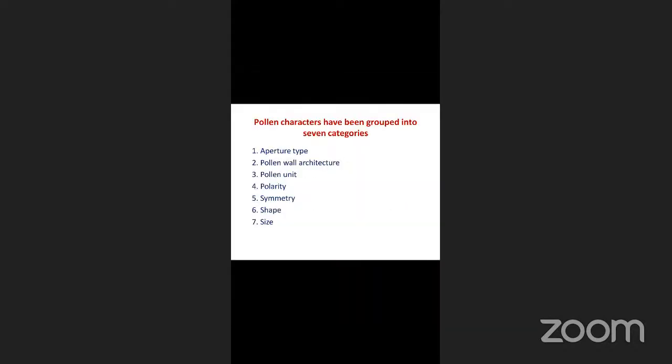Tri and di. Pollen characters have been grouped into 7 characters: aperture, pollen wall architecture, pollen unit, polarity, symmetry, and stage. Pollen grains commonly show a round shape. Some pollen grains show holes, some show furrows, and that is called aperture. A hole is commonly called porate. Next, this is the morphology. Pollen grains have two cells, a round shape, and some of the upper layers show different types of architectural characters.